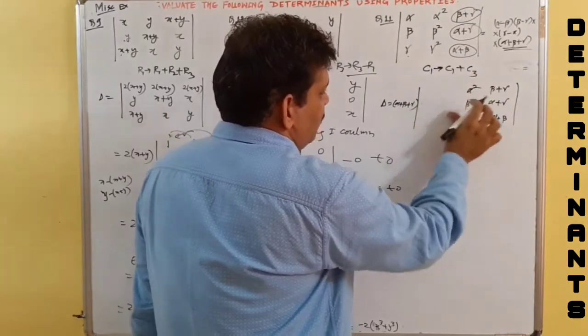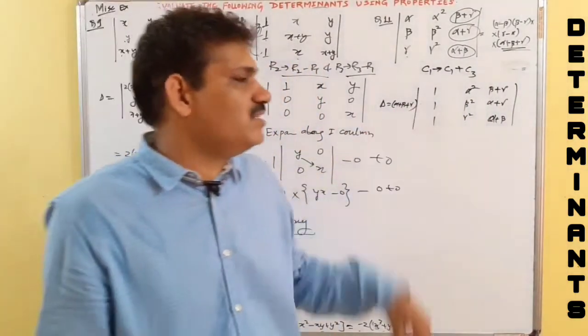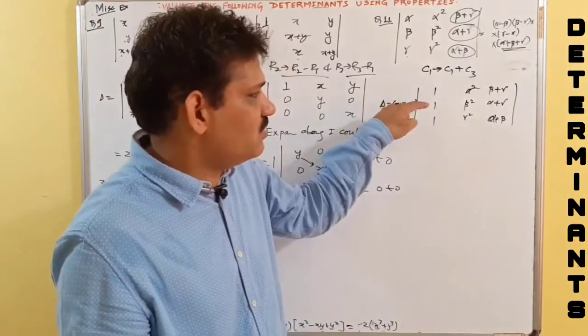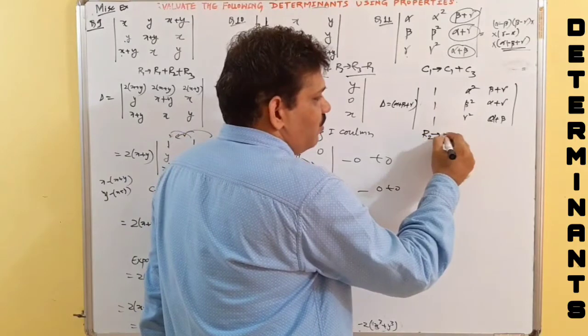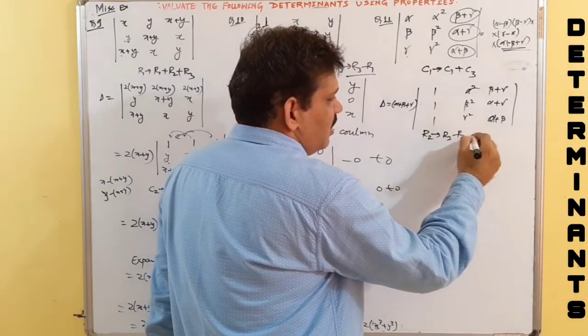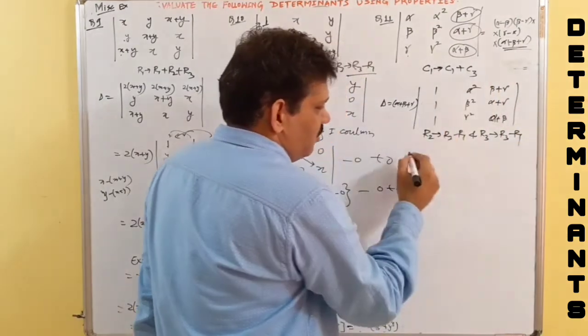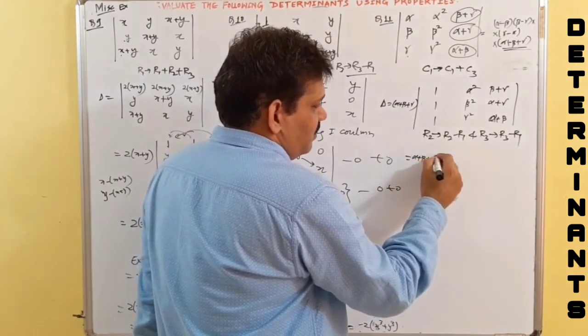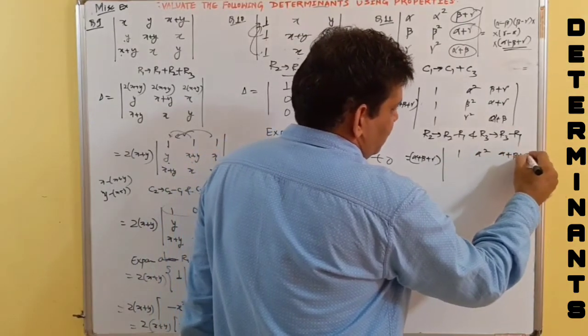As soon as I take common, what do I get? 1 1 1. After getting ones, what do we do? Just make 2 zeros and expand. So now we do R2 becomes R2 minus R1 and R3 becomes R3 minus R1. So alpha plus beta plus gamma times of 1, alpha square, alpha plus beta plus gamma.